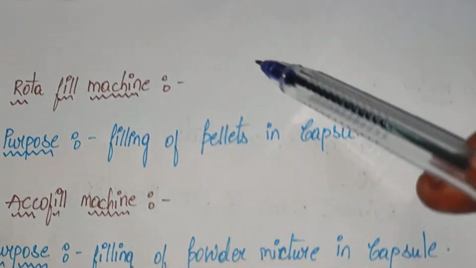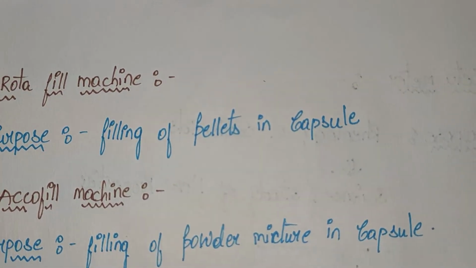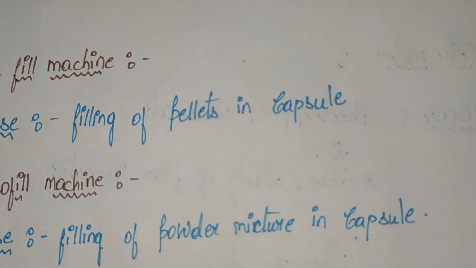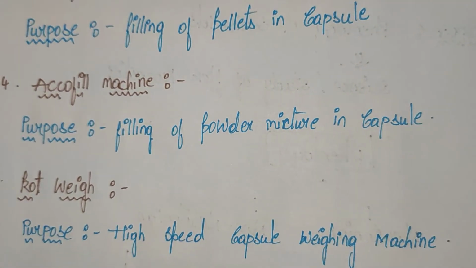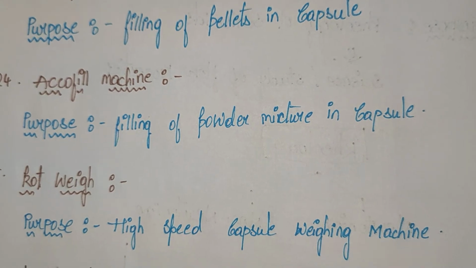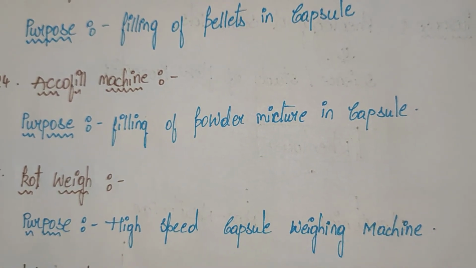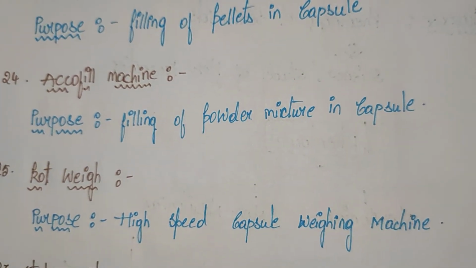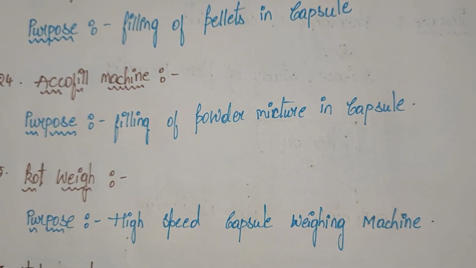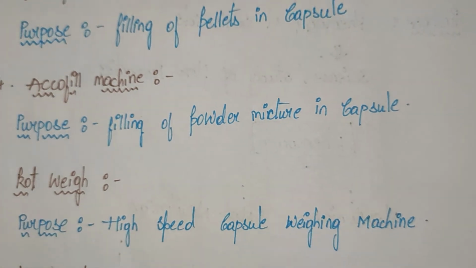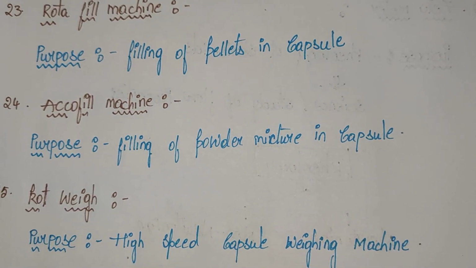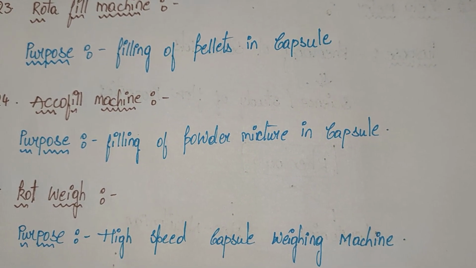So next equipment is rotafill machine. So it is used for the filling of pellets in capsules. And next equipment is ecofill machine. It is used for the filling of powder mixture in a capsule. And last one is rod weight. So it is used for the determination of weight in a high speed capsule weight machine. So this is about some of the equipments used in pharmacy.